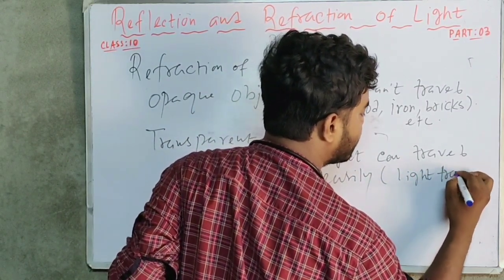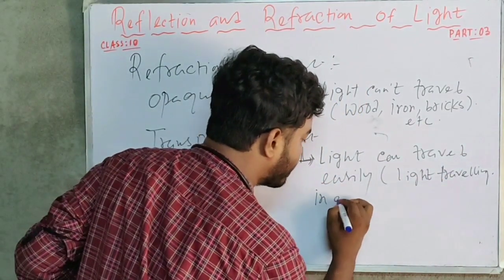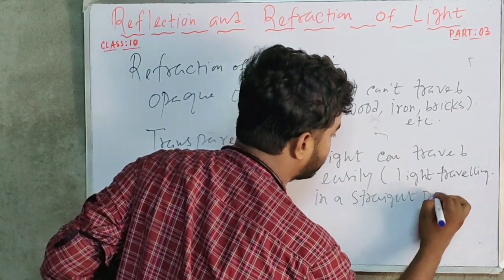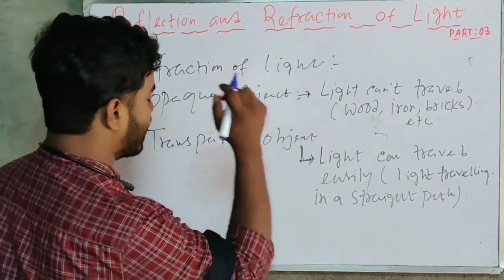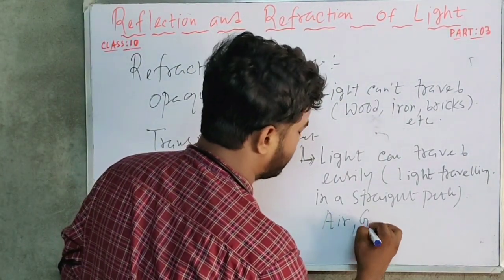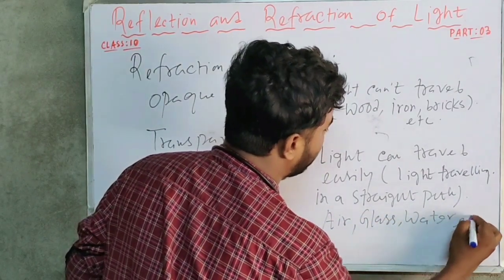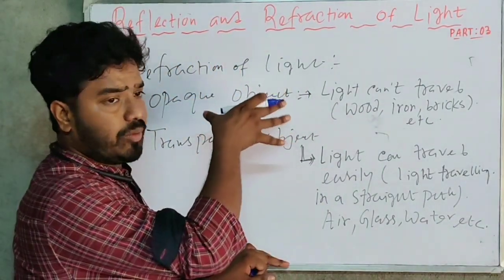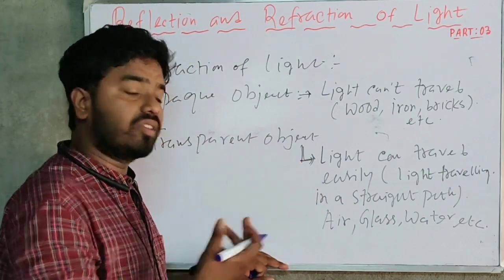In this case, light travels in a straight path. Light follows a straight path. The examples of transparent objects are air, glass, water, etc. So what is an opaque object? In an opaque object, light cannot travel, and in a transparent object, light travels easily.